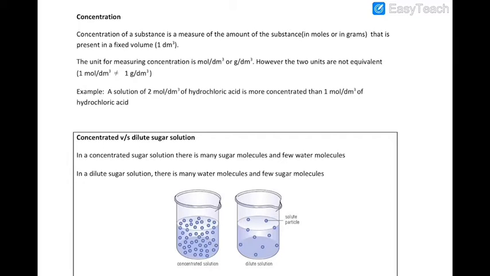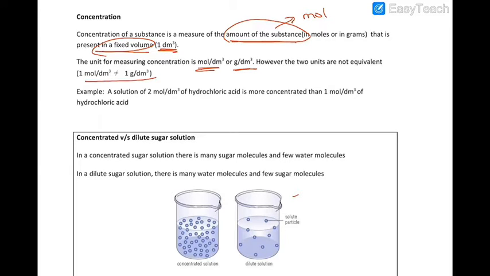Now let's see the effect of concentration on rate of reaction. Concentration is a measure of the amount of substance that is present in a certain volume. Amount of substance is measured in moles, and volume, a fixed volume, normally the volume that we consider is in dm cube. So concentration is usually given in mole per dm cube or gram per dm cube.